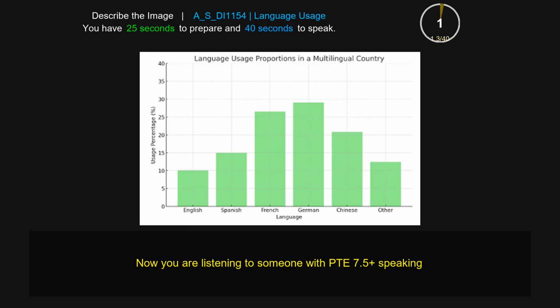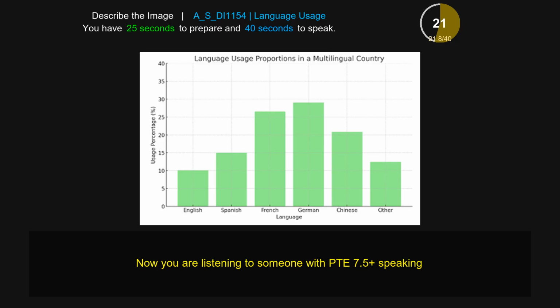The image is a bar graph which provides the information about a language usage proportion in a multilingual country. X-axis represent the different languages and y-axis represent different uses of percentage from 0 to 40. It includes the components like English, Spanish, French, German, Chinese, and other.